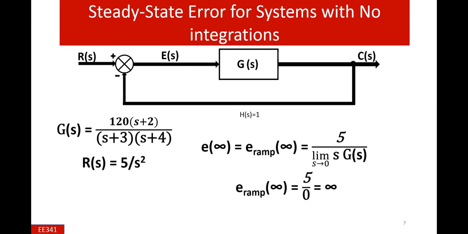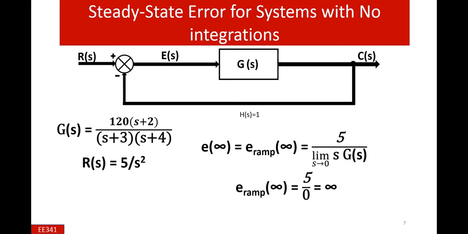And similarly, if we consider the ramp input, then the Laplace transform of this ramp is 5 over s square. This is the open loop transfer function, once again the same open loop transfer function. In this case, we are changing the input value. So first we applied the unit step, and now we are applying the ramp input.